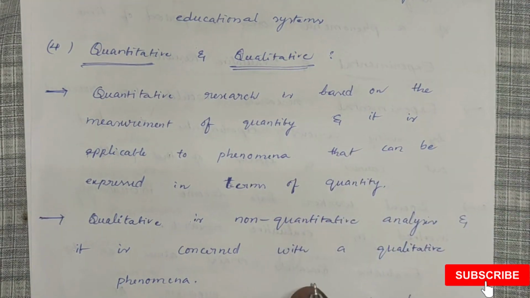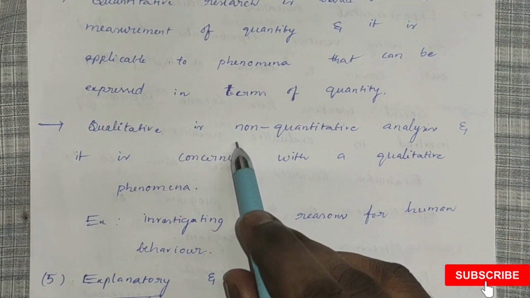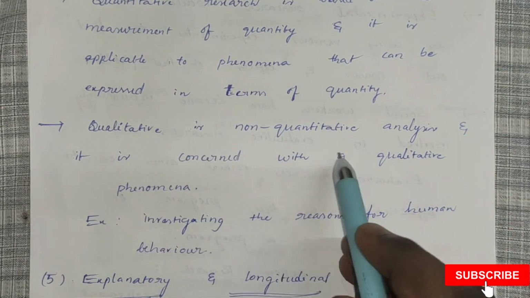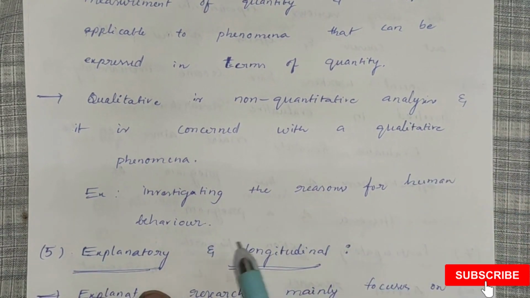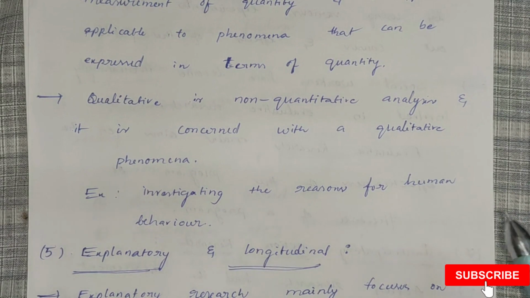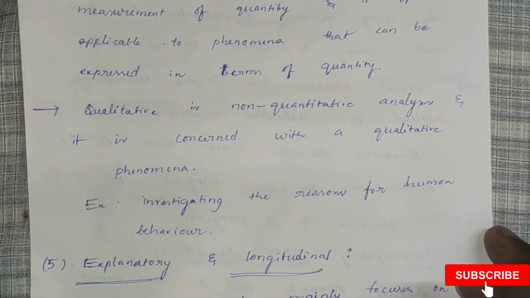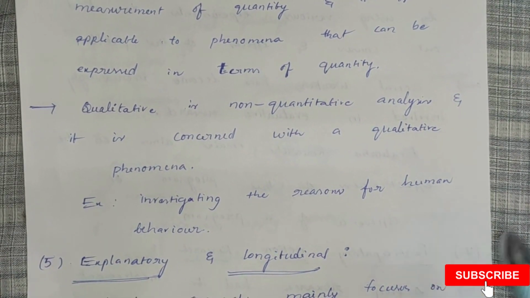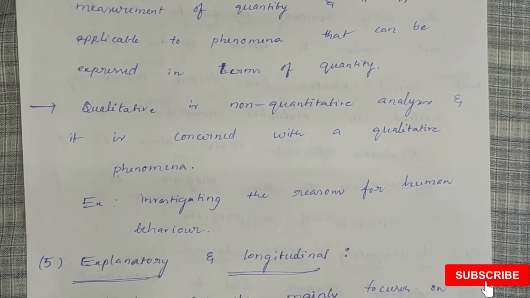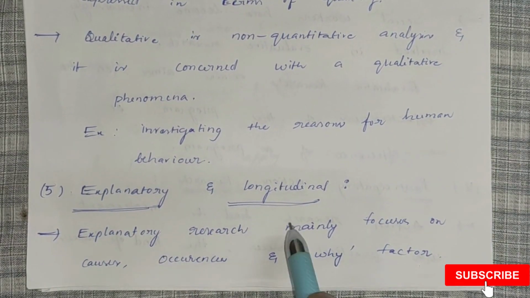Understand? Let's see qualitative. Qualitative is non-quantitative. As I mentioned already, qualitative is non-quantitative analysis, and it is concerned with qualitative phenomena. Example, investigating the reasons for human behavior. It explains the quality of human behavior and the causes and effects of human behavior. Understand?